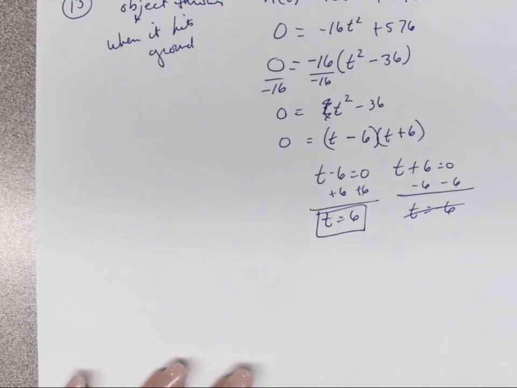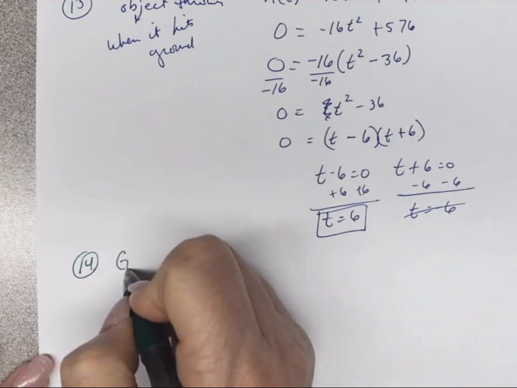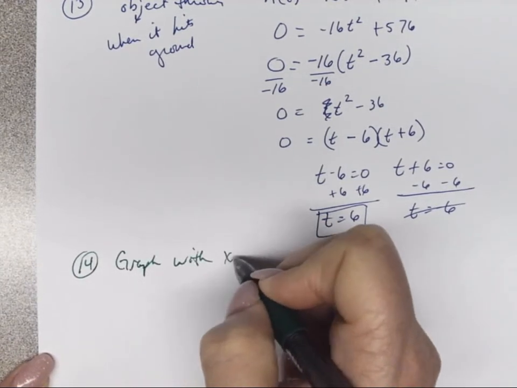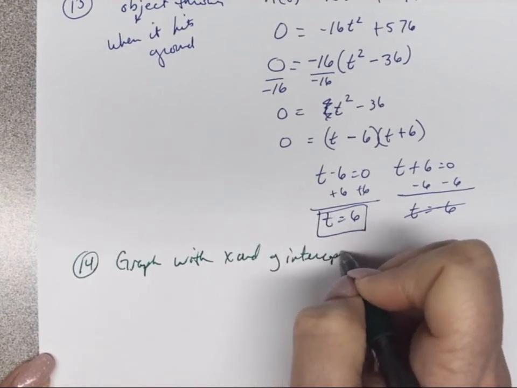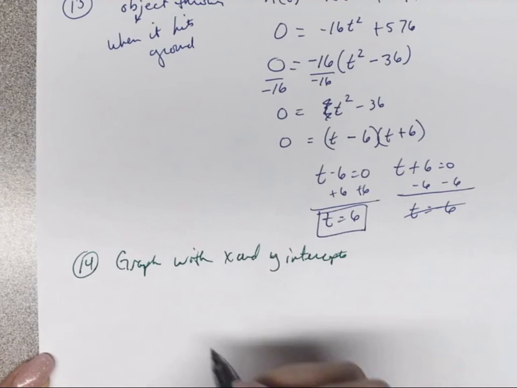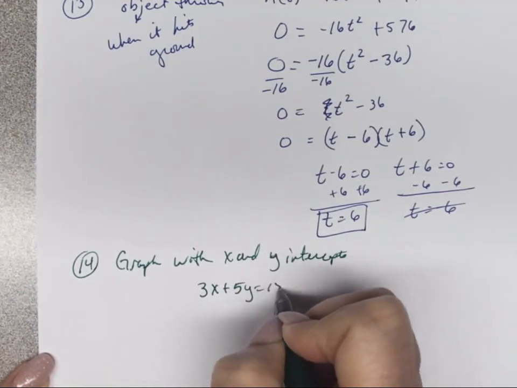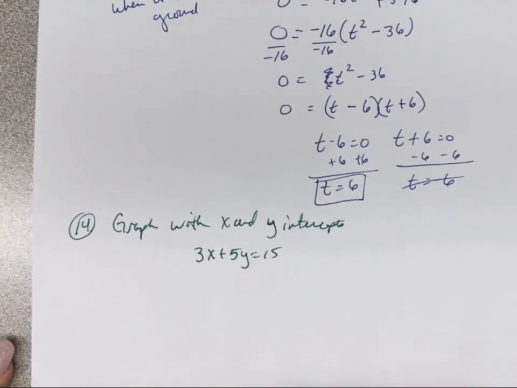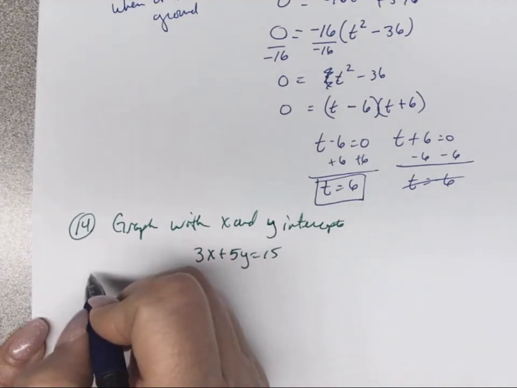All right. So number 14, we are asked to graph with x and y-intercepts. And our equation is 3x plus 5y is equal to 15. So we need to remember that when we're looking at intercepts, one of our values is going to be 0 because they're on the intercept line.